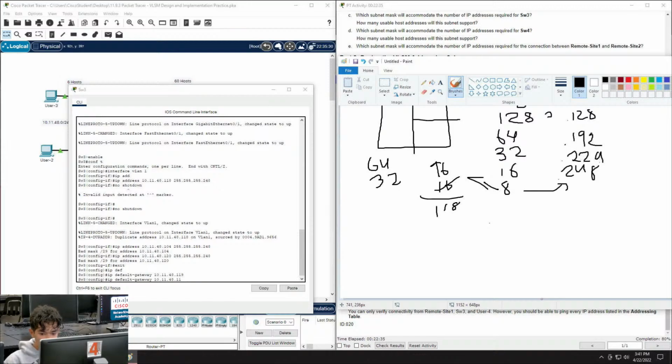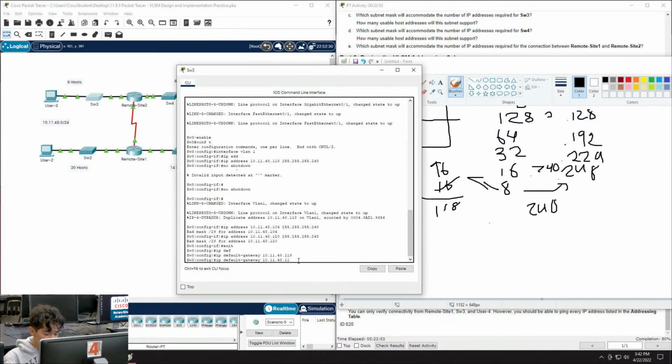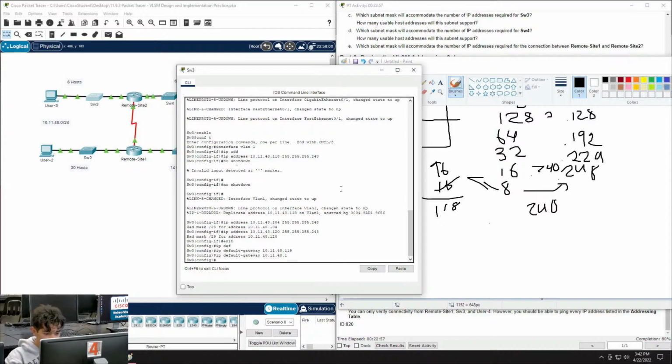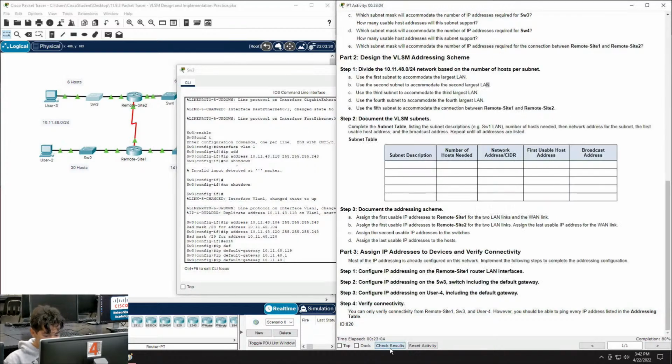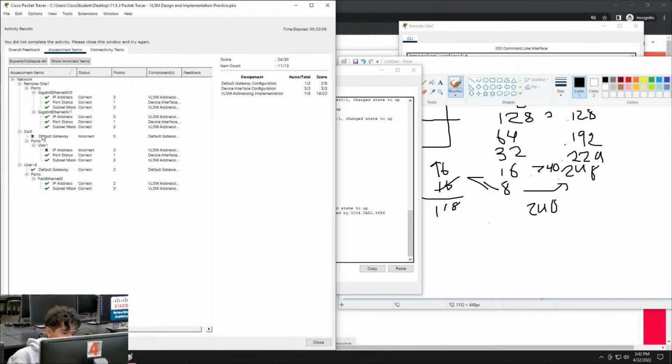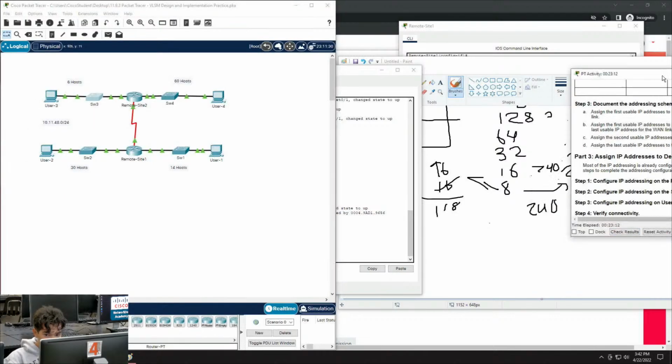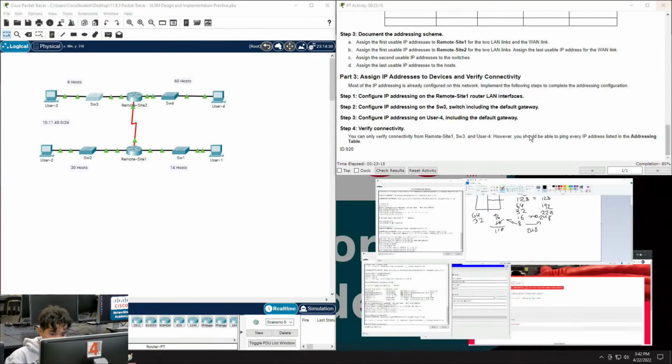118. Okay. This would be dot 24. 240, my bad. 8 would be 248. First usable is 16. Is it 1 because it's in this network? It isn't. Check results one more time. Struggling just a little bit, just a little nervous, so I'm gonna take this slow.